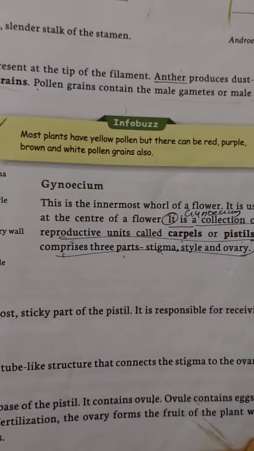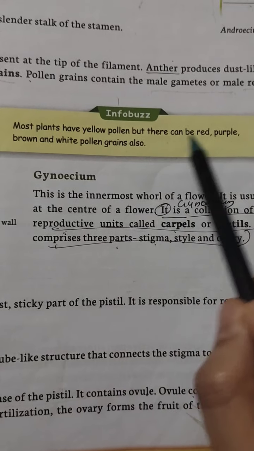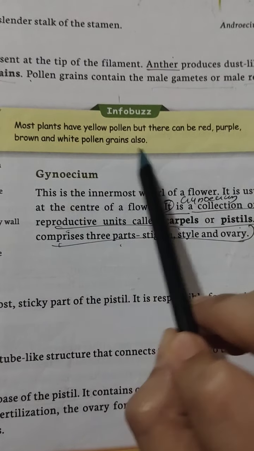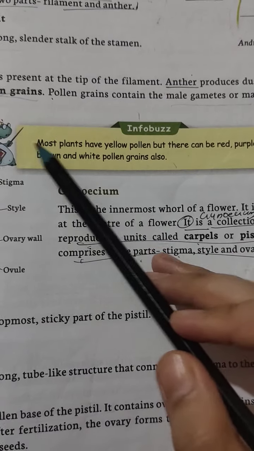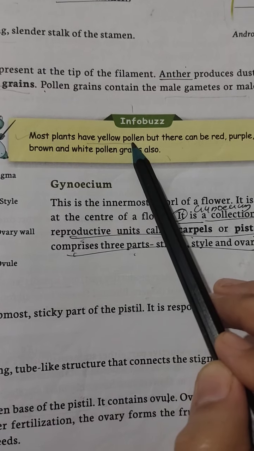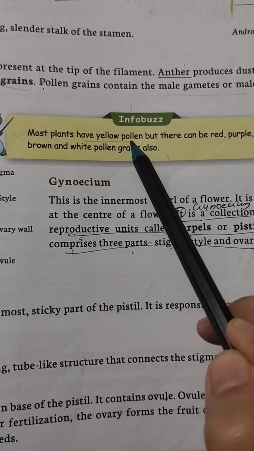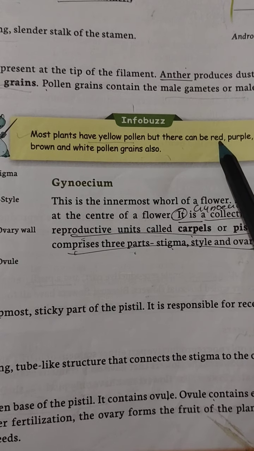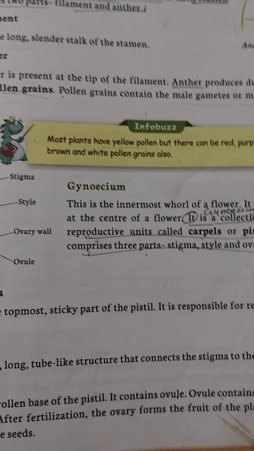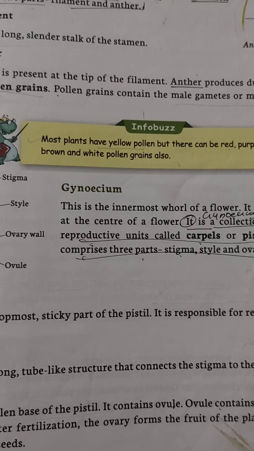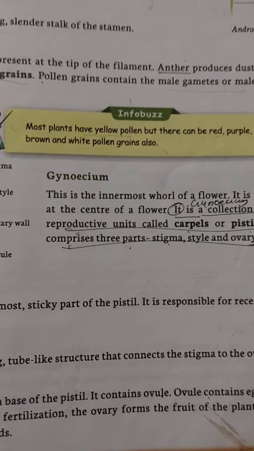Now most plants have yellow pollen, but there can be red, purple, brown and white pollen grains also. So mostly there is yellow colored pollen, but it could also be red, purple, brown or white, depending on different flowers having different colors.